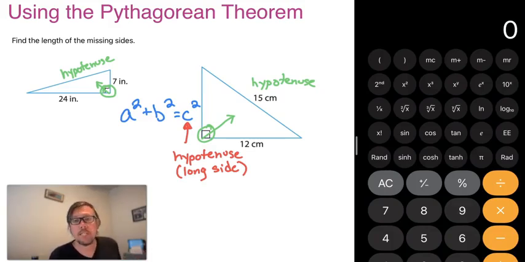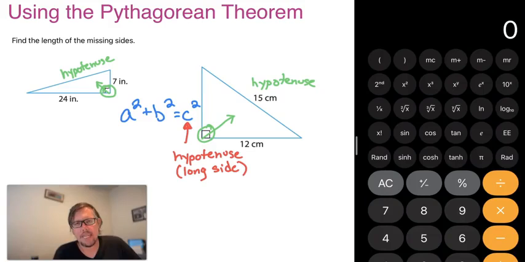Once you've established this is a right triangle, and once you've identified which one of the sides is the hypotenuse, it's just a simple matter of plugging in the two sides that you do know to find the side that you don't. So in this first triangle that I labeled here, the side that we do not know is the hypotenuse, that side c. We know the two legs. The legs are 24 and 7.